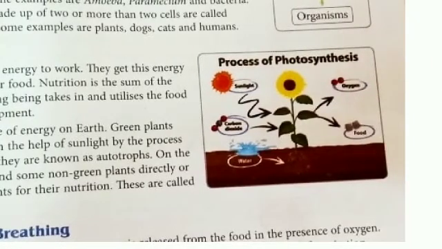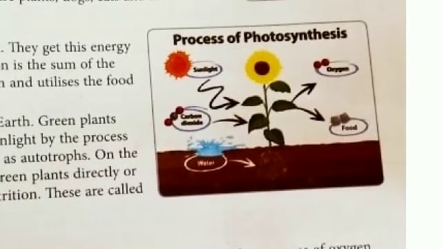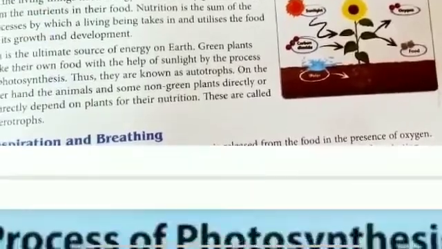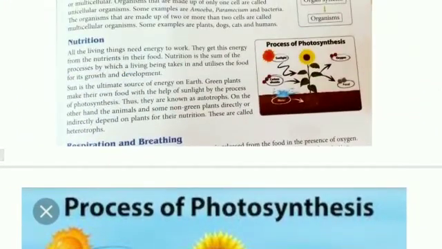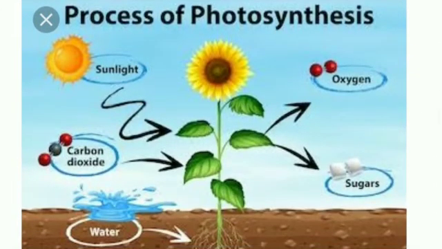Here is a picture, but not clear. This is red sunlight, oxygen, carbon dioxide, food. Okay, we will explain later. I will show you that structure. That figure is clear here. This is the process of photosynthesis. There is a sunflower plant.